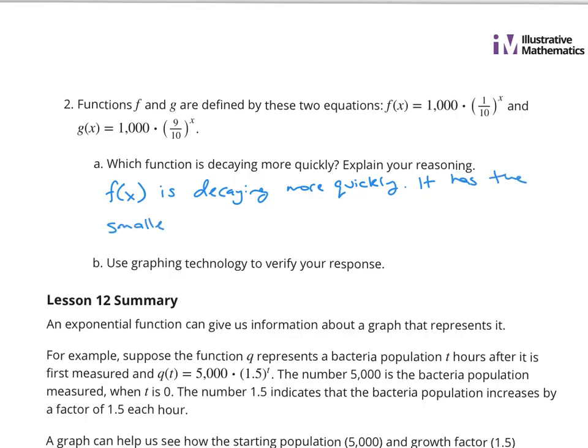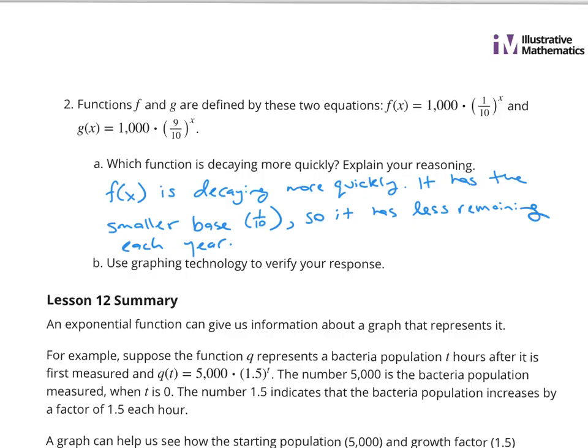And when I say base, I'm talking about, in this case, the 1/10 is the base. Oops, I forgot the word base. You could go ahead and check this with a graphing calculator if you wanted to as well.